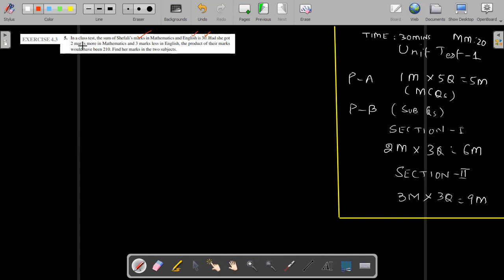if she would have got 2 marks more in mathematics and 3 marks less in English, the product of marks would be 210. Okay.